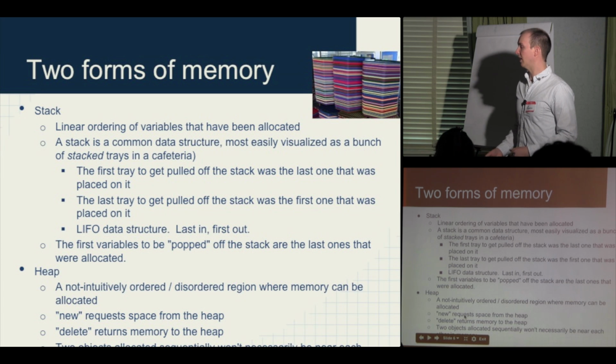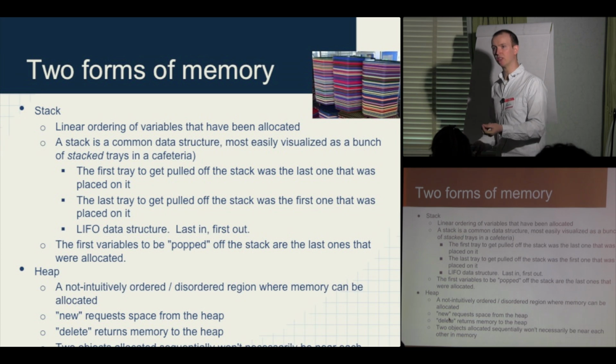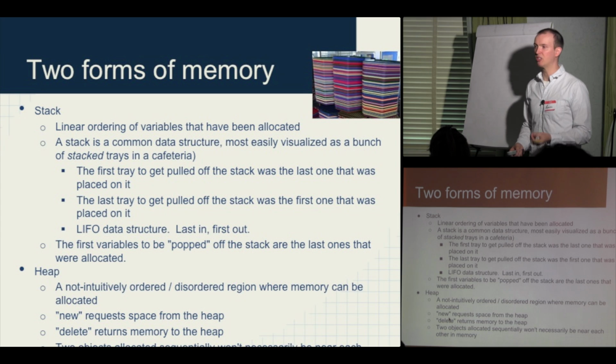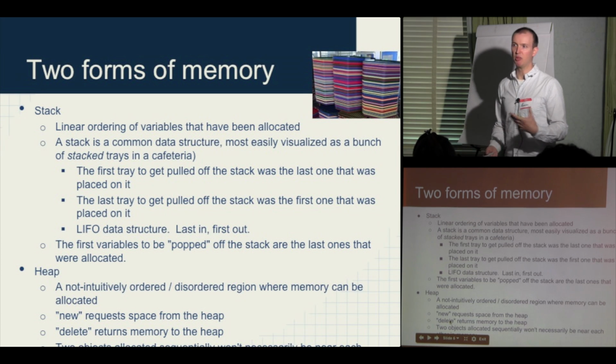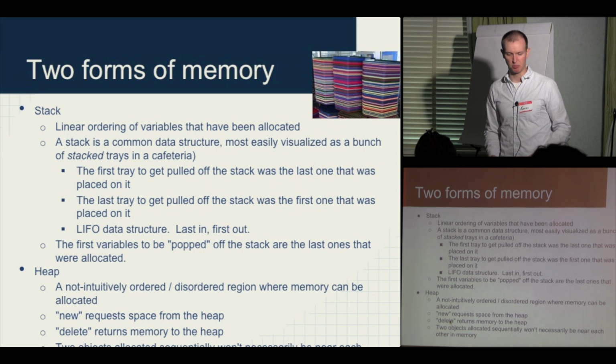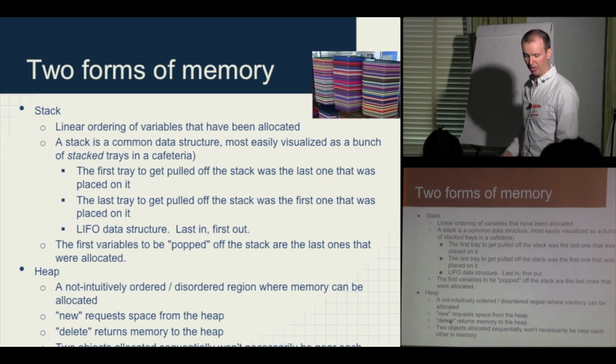So in order to get memory on the heap, you ask for new, and then new will return you a pointer, the address for that piece of memory. And then when you're done with this piece of memory, you have to say delete, and that will give that piece of memory back to the operating system, back to C++. There are underlying libraries that control how the heap behaves.